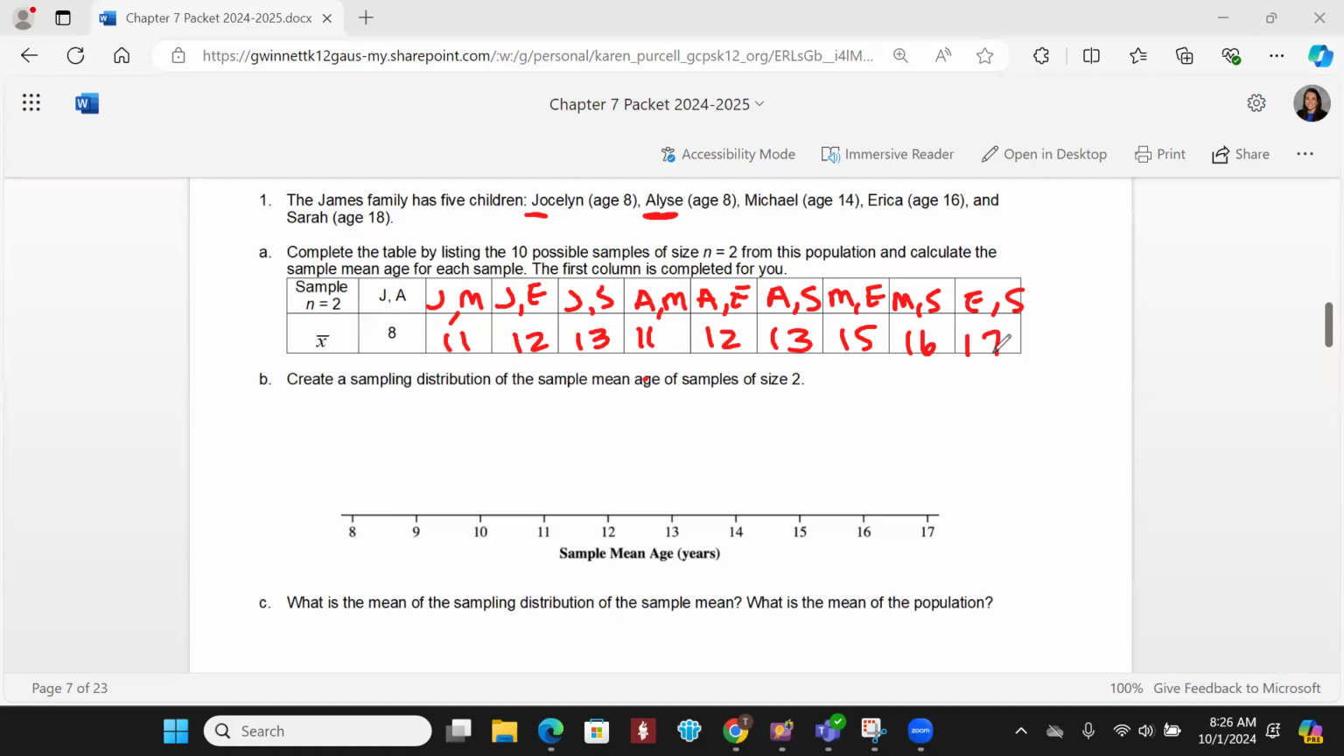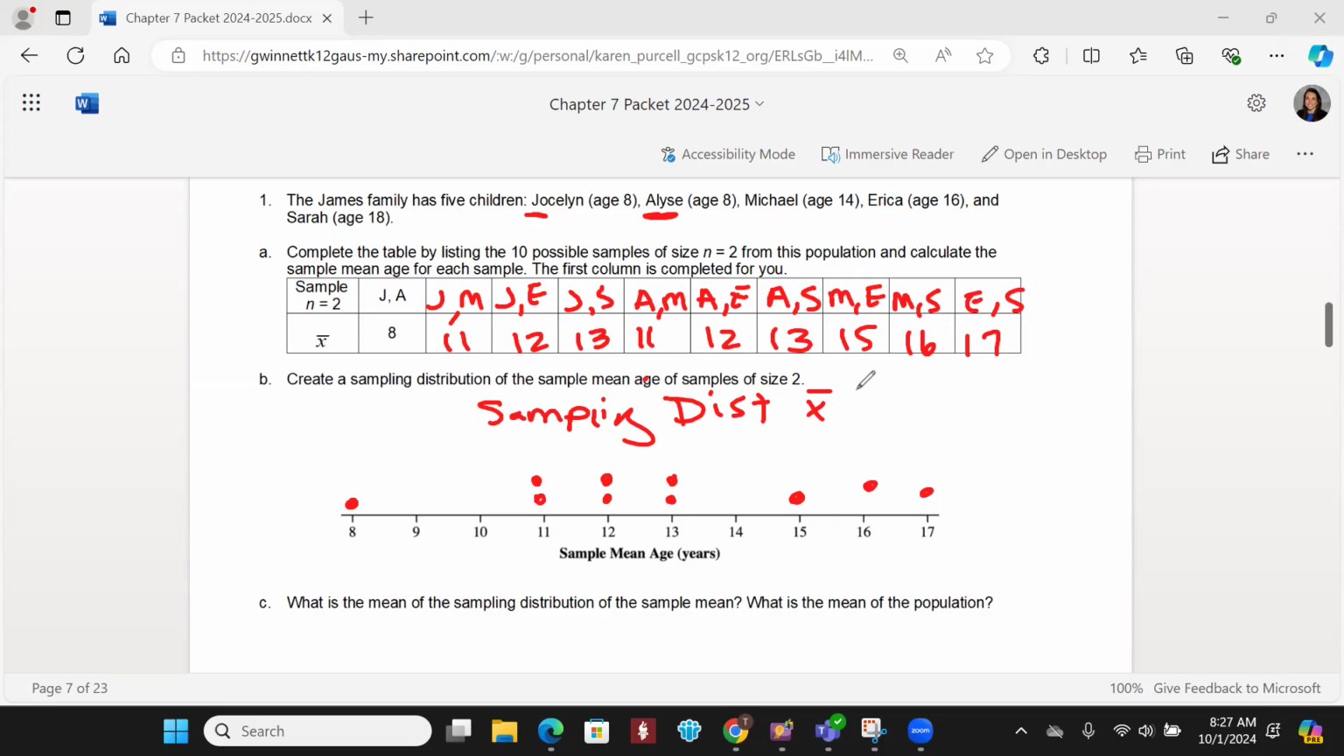Okay. Then we're going to create a sampling distribution of the sample mean. So we're going to take all of these and make a little dot plot. We've got one at 8. We've got 2 at 11, 2 on 12, 2 on 13, 1 on 15, 1 on 16, 1 on 17. And that is our sampling distribution of x bar. Make sure that you label your dot plot. Again, you assume that the reader has no idea what they're doing, right? I don't know why they would be grading your thing, but that's okay.